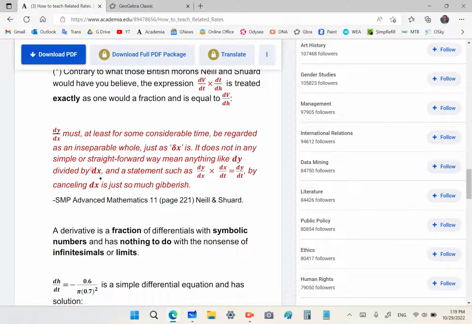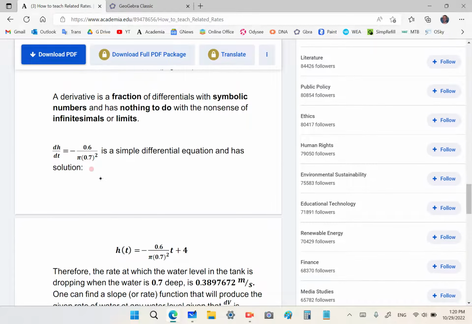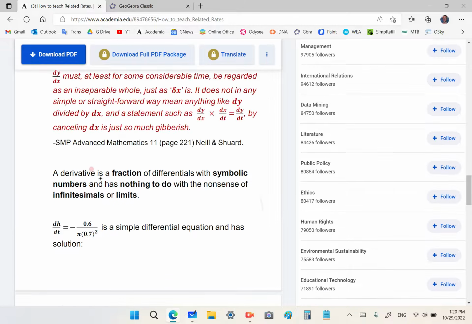and it does not in any simple or straightforward way mean anything like dy divided by dx. Well, it means dy over dx, and it's exactly a fraction. And of course, this statement, contrary to what they think, is not gibberish. What they write is gibberish.